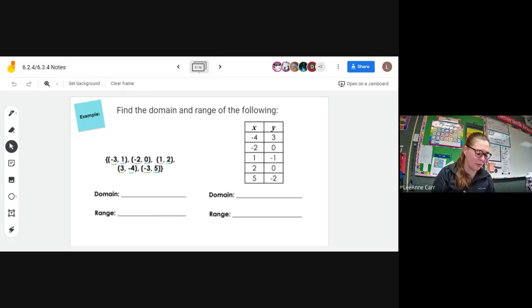So domain. Are we going to list our X's or our Y's? Yes, Akaya, thank you. Domain, we're going to list our X values. I'm literally going to make a list, but there are two stipulations. On your piece of paper, as you're writing down domain and range, the first thing is that they have to be listed in order, from least to greatest.